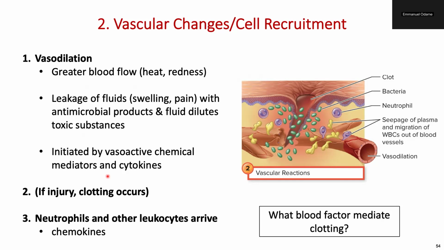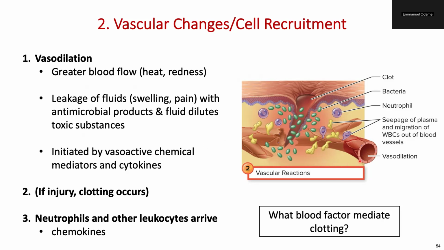So vasodilation is good, and it happens mainly for the recruitment of cells. Your immune cells have to be recruited to the site of injury. This whole mechanism happens because your body activates vasodilation by increasing blood flow at the site of injury. And this is basically what you see outside as heat or redness that you can feel in your body.